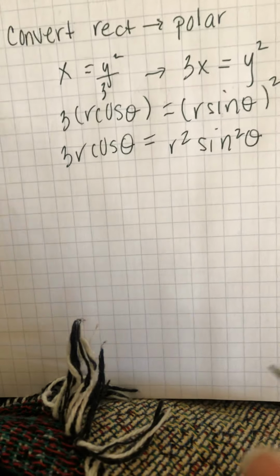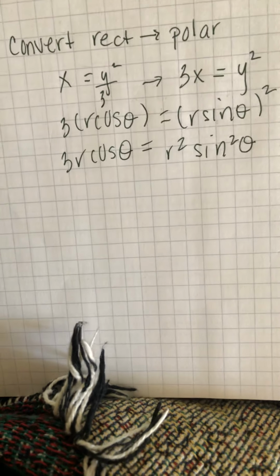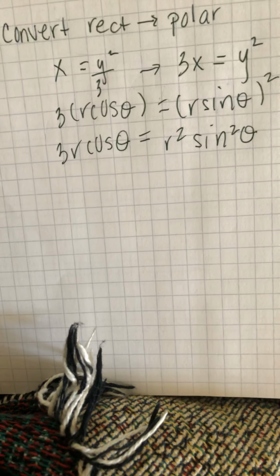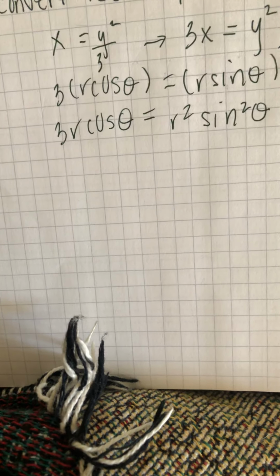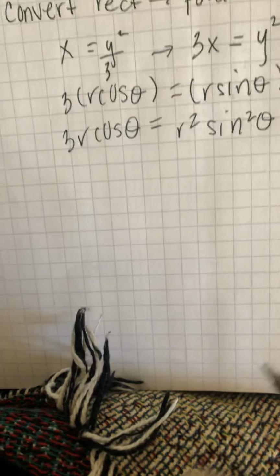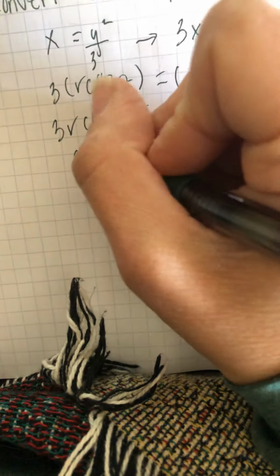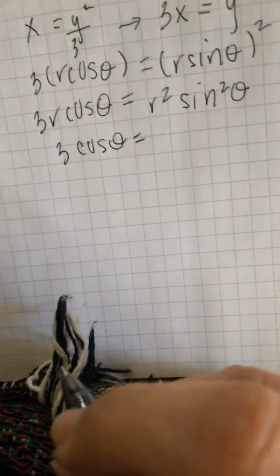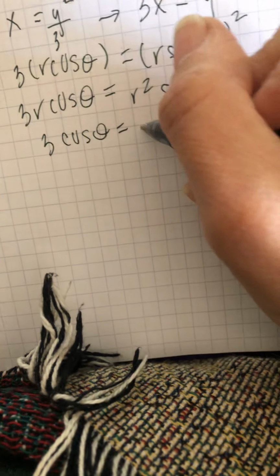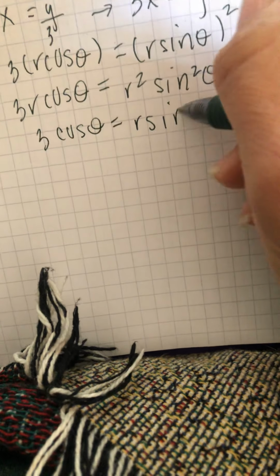You should also know that this is not the kind of stuff that you're going to see all the time in calculus. So I'm not going to be super concerned about whether or not you divide 3 by r. Okay, anyway, so I'm dividing by r. And that gives me 3 cosine theta equals r sine squared theta.